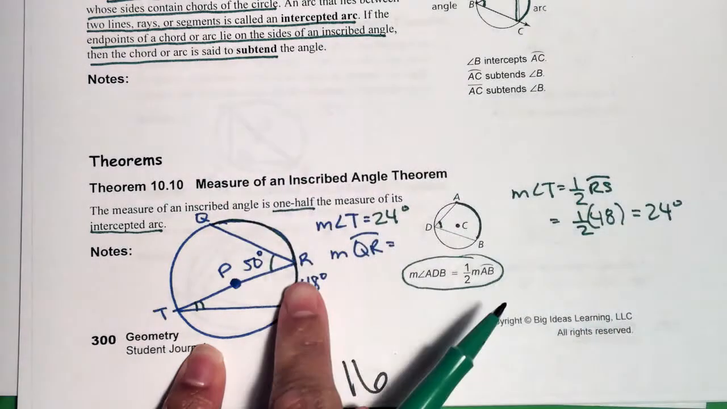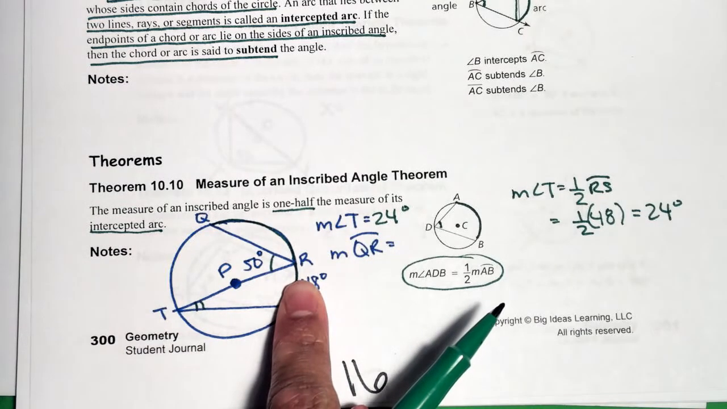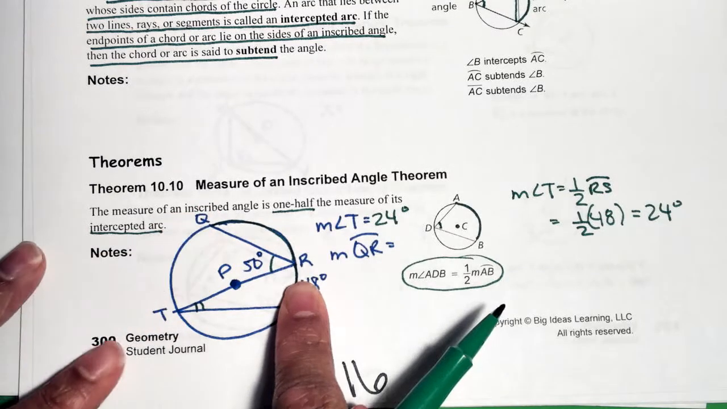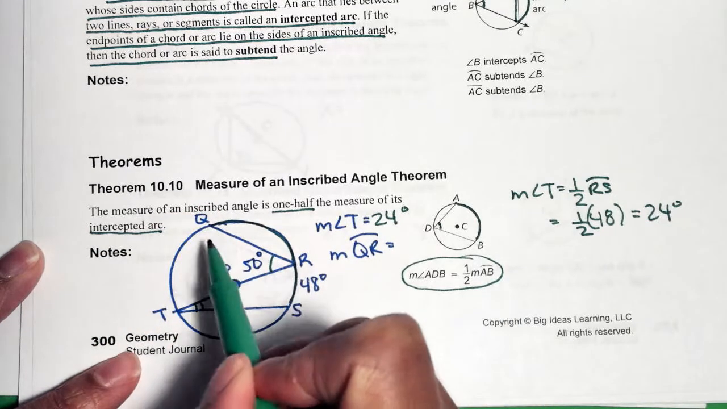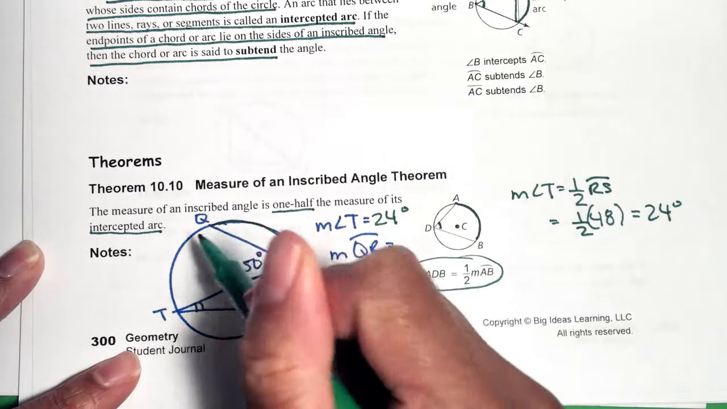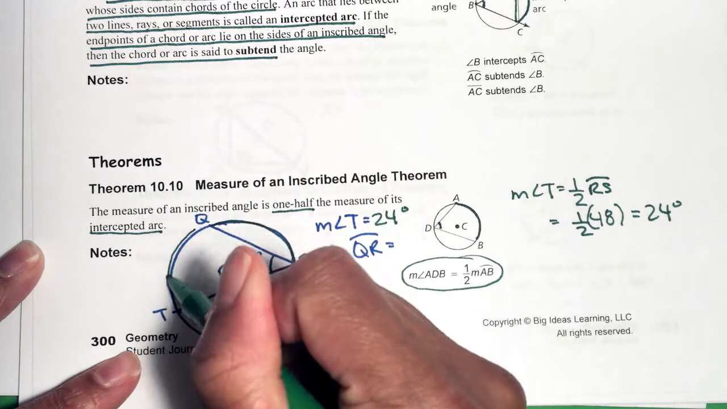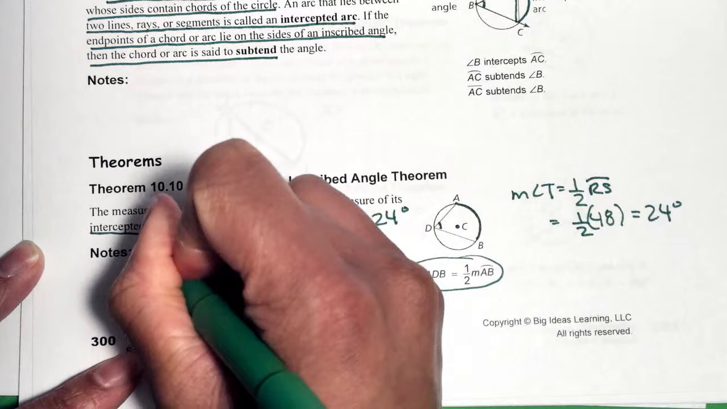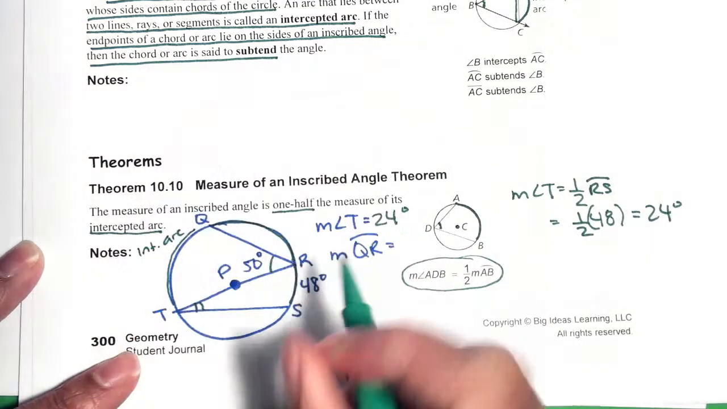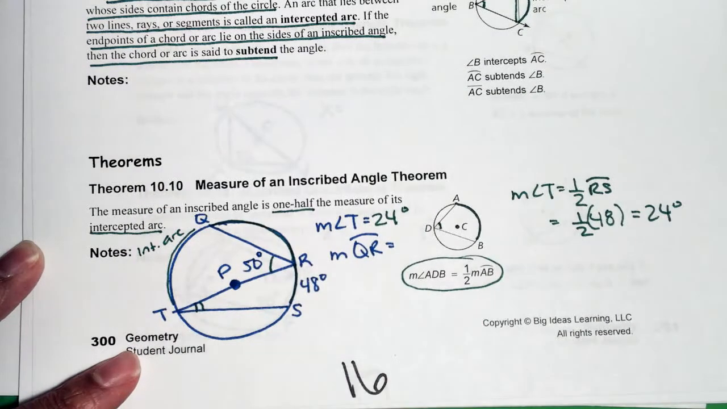This one's a little different. So before I find QR, I want to go ahead and find QT. This is its intercepted arc. So QT is the intercepted arc. Let's go ahead and find that before I get into QR, and then you'll find where the pattern's going.